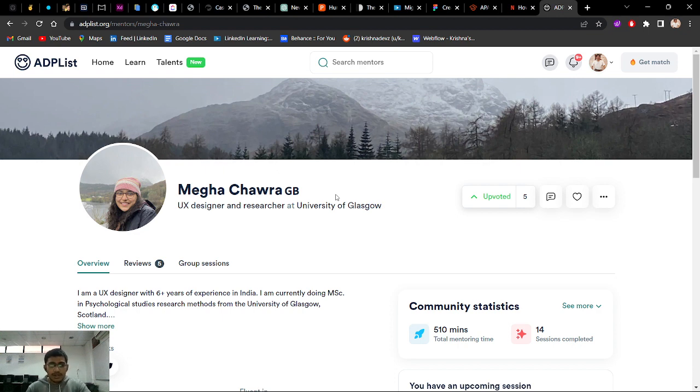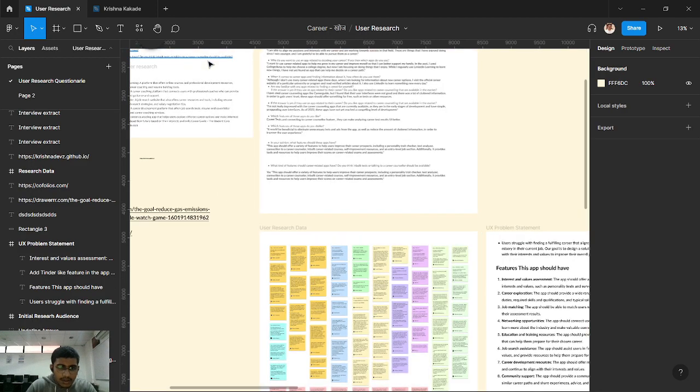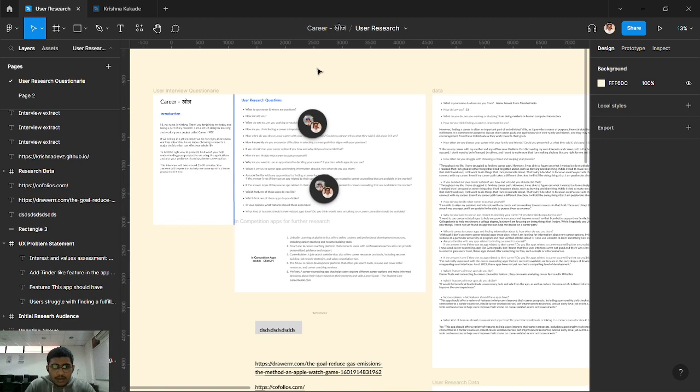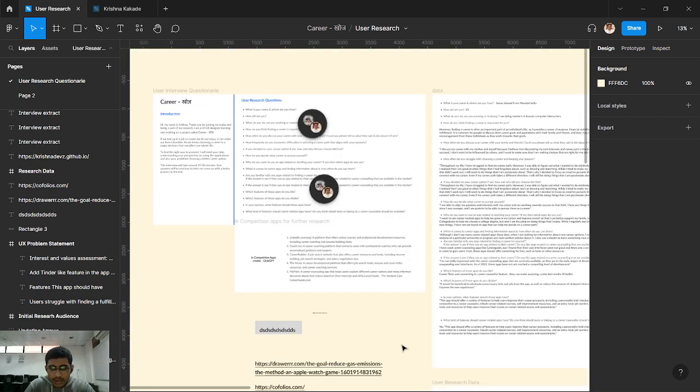So now we will jump into how we can use thematic analysis in our user research projects. Firstly, you should have a proper user interview questionnaire. You can send these questions to folks you know, and from them you can get responses to your questions, and later on you can gather that data.